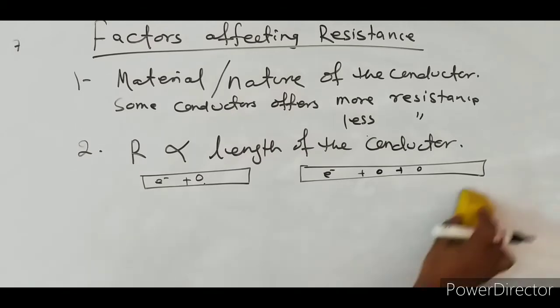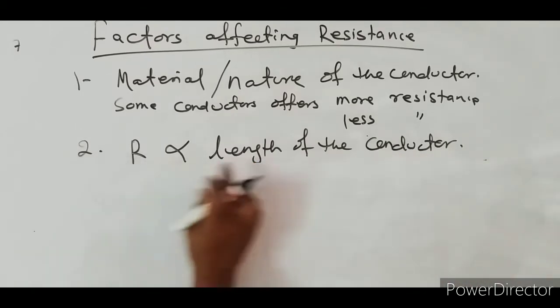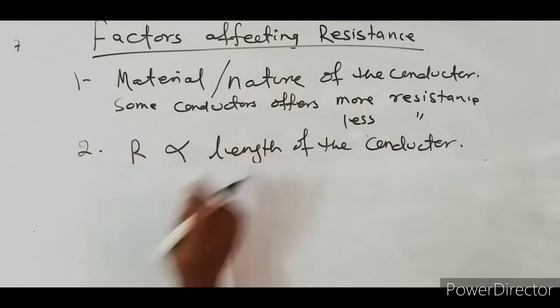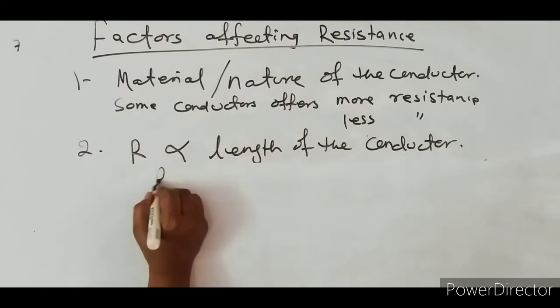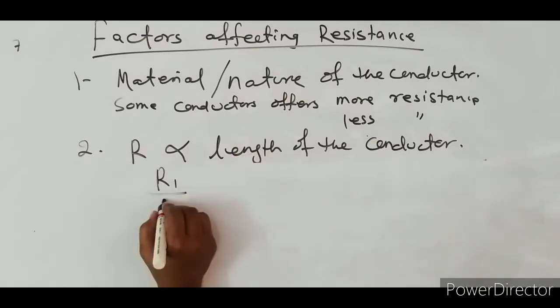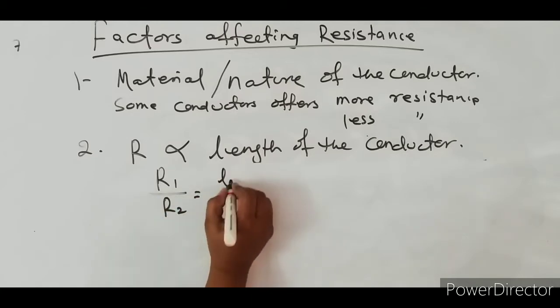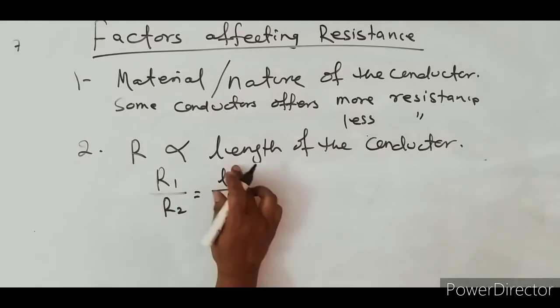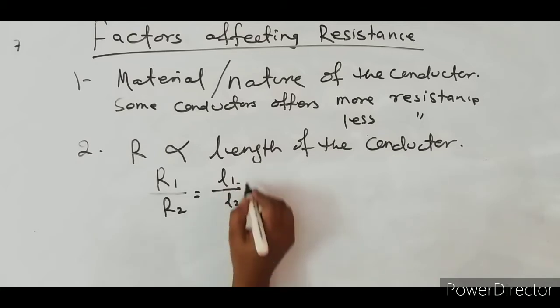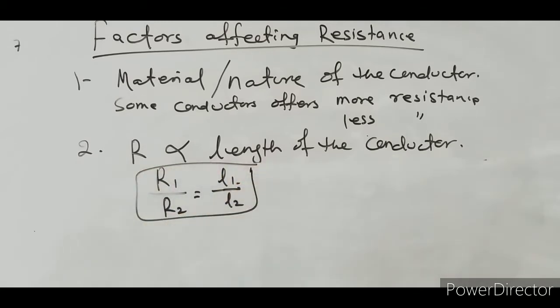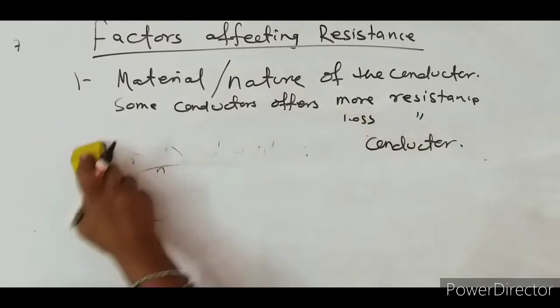So we can represent R is directly proportional to length, and write a formula for it: R1 by R2 is equal to L1 by L2, where L is the length of the conductor. Okay, you write this down. Then the third part we will discuss.